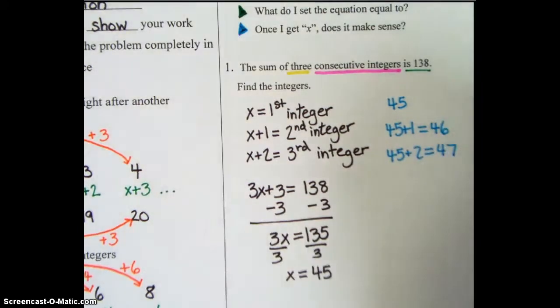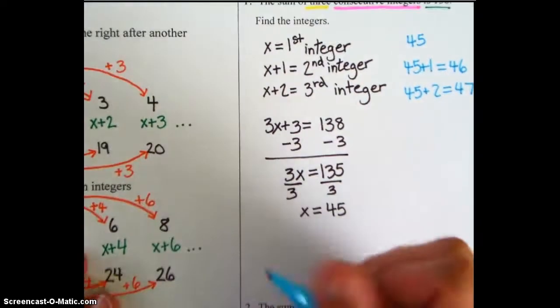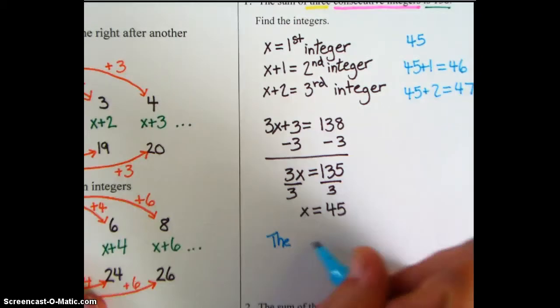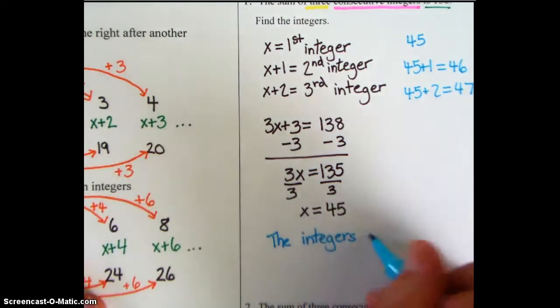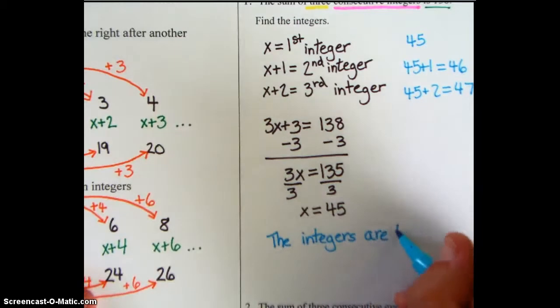You can always test to make sure your answers work, because if you add all three of these numbers up, it should total 138. So we would state our answer saying the integers are 45, 46, and 47.